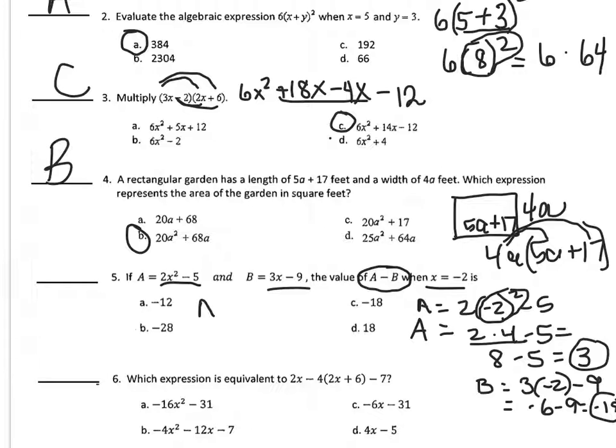You're going to take a and subtract b. Well, a is 3. You are subtracting b, which is negative 15. And remember, when you subtract a negative, it's the same as adding. 3 plus 15 is 18. The answer is D.